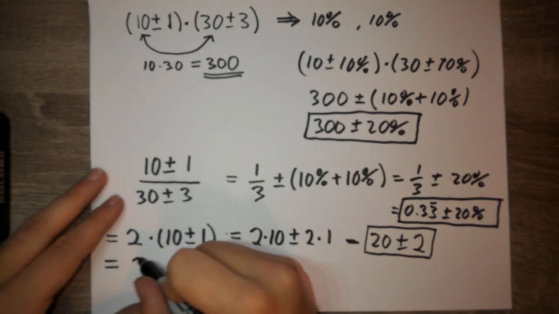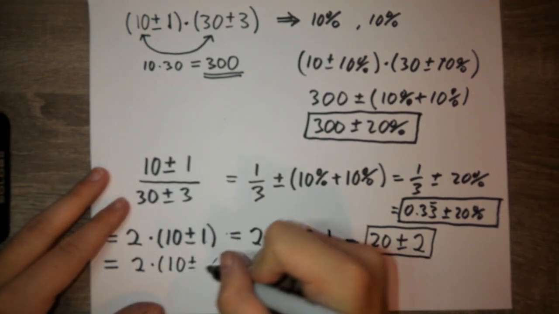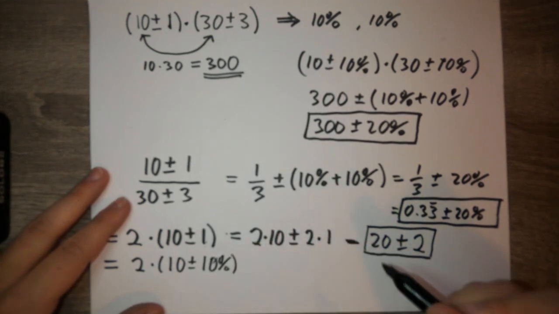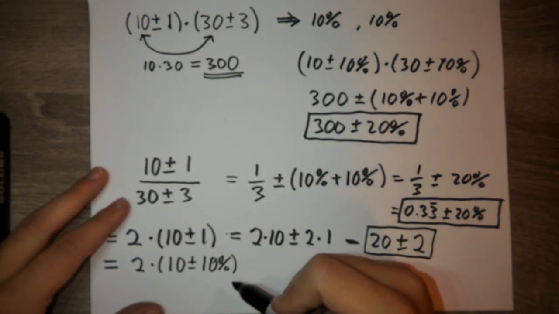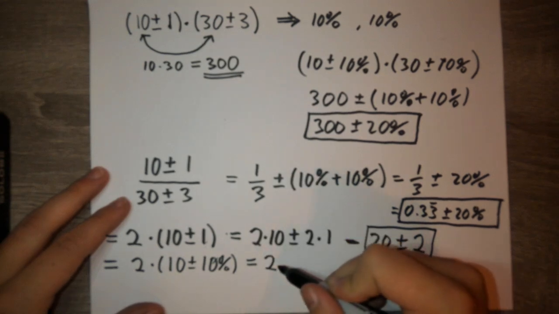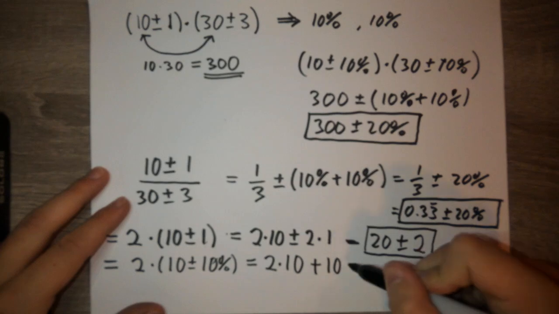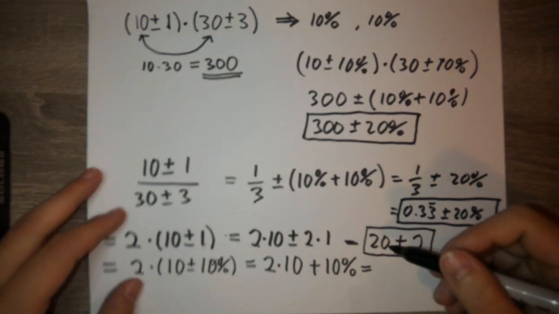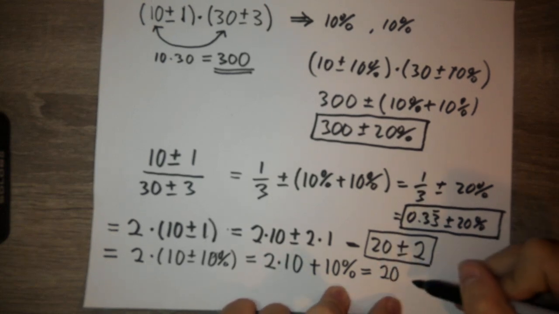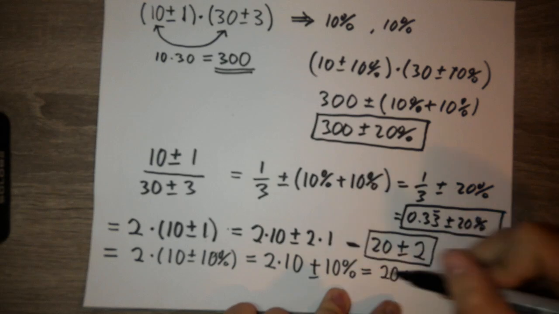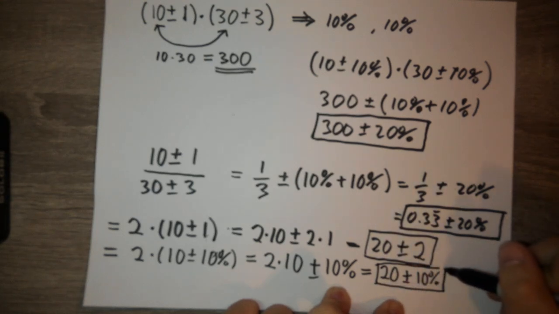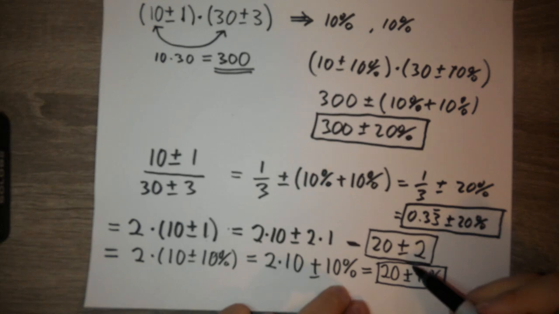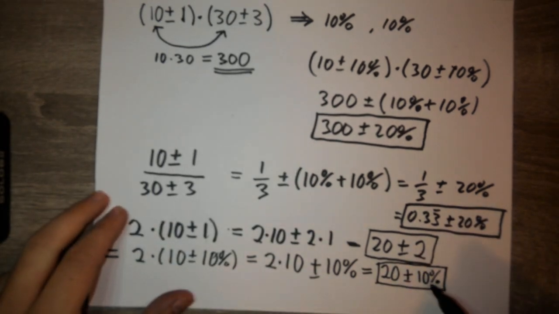But if it's in its relative uncertainty, so it looks like this, 2 plus or minus 10%, then we don't distribute. So we take 2 times 10 plus 10%. And that gives us 20 plus or minus 10%. Because if you look at it, 2 is 10% of 20, and so we don't want to distribute the 2 to the 10% because these two things tell us the same thing.